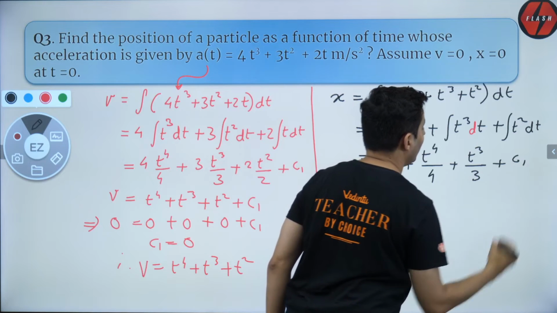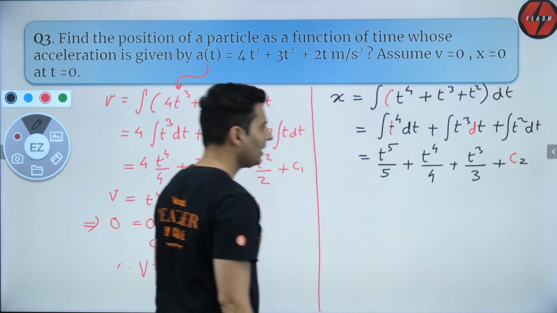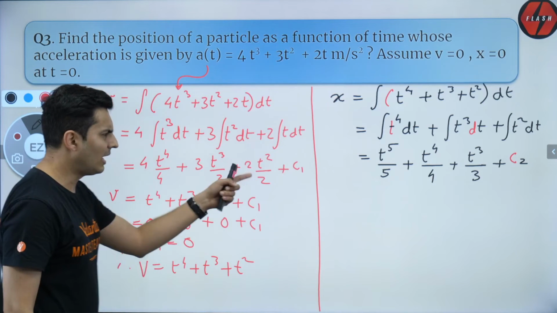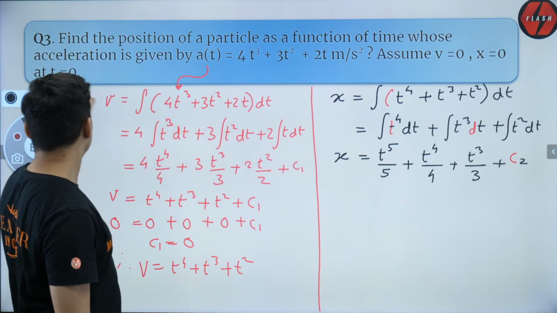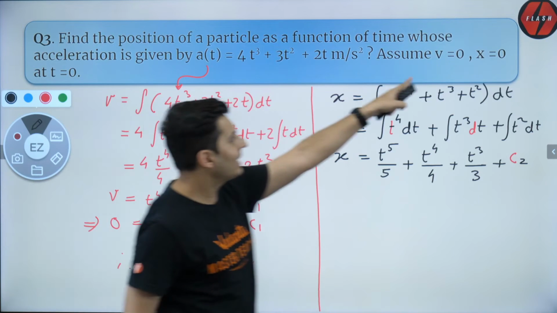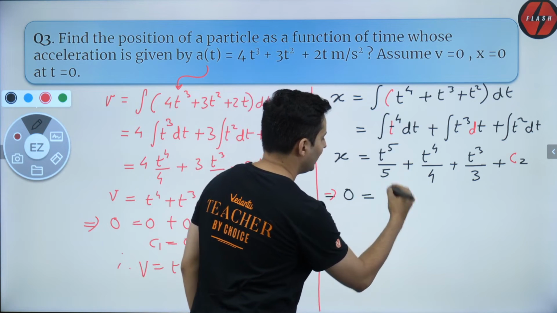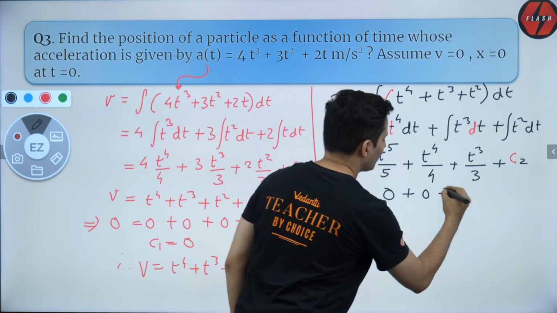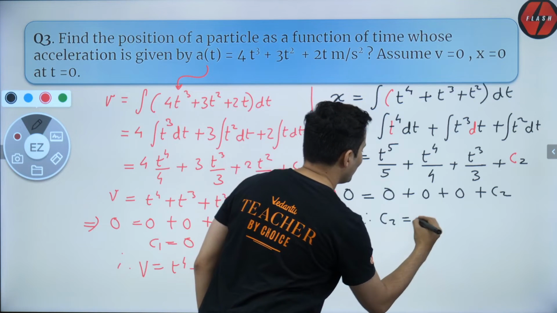And do not forget another constant, but this time let me call it C2. We have used the alphabet C1 over here, that's why. Is something else given to me? Yes, at time 0, x is 0. Use that. So when time is 0, x is 0, so most of these terms just go away. That clearly tells me C2 is 0, guys.